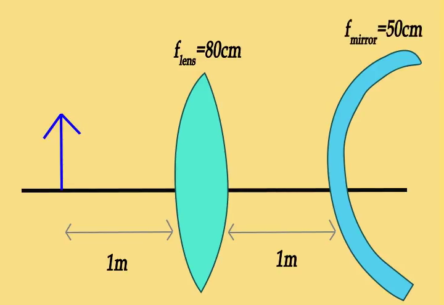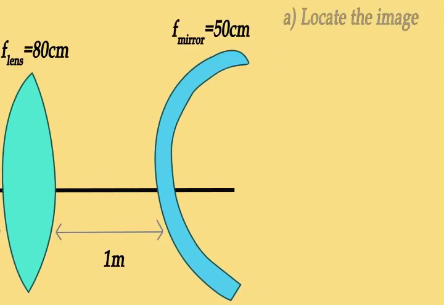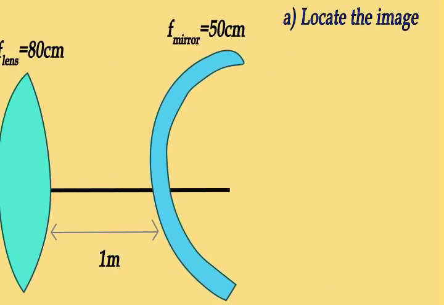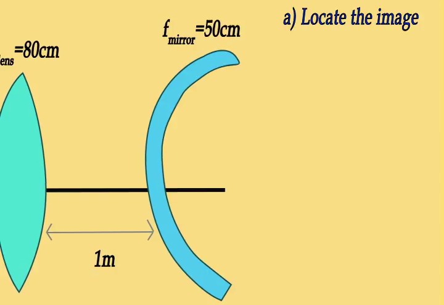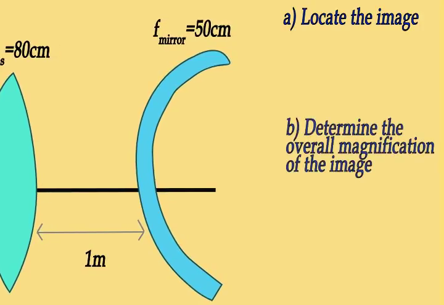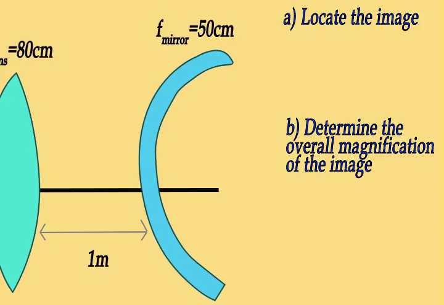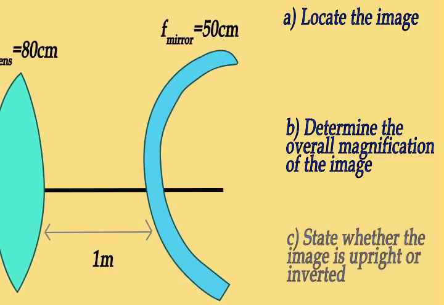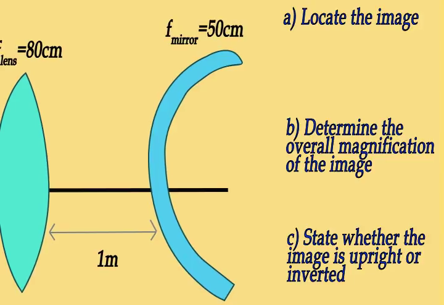50 centimeters, then question A, what is the location of the final image which is formed by light that has gone through the lens twice? Question B, determine the overall magnification of the image, and question C, state whether the image is upright or inverted.